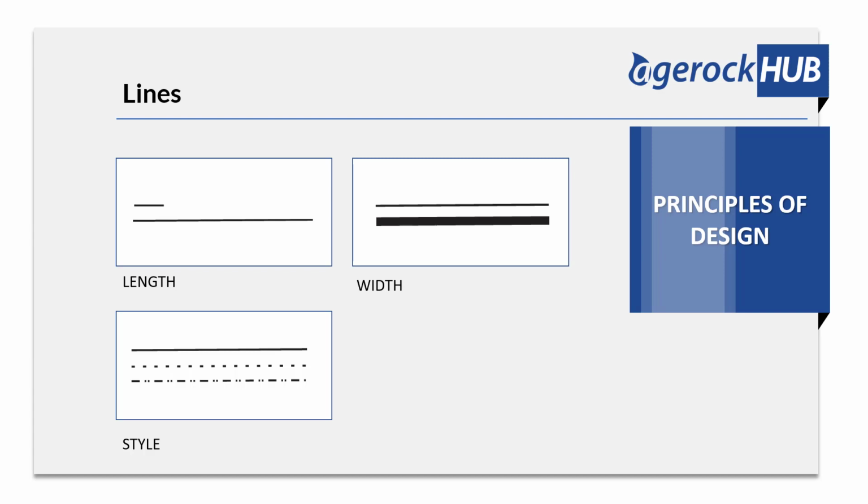Style refers to the continuous, dotted, dashed, or implied lines. Continuous or implied lines are great for leading the eye of the viewer in the direction you want them to go. Dashed or dotted lines are great for patterns, energy, and calling for attention.